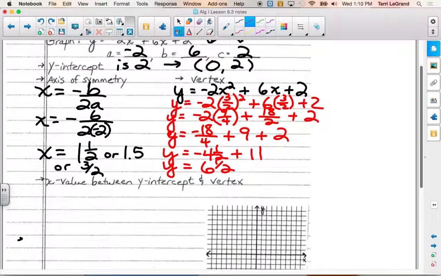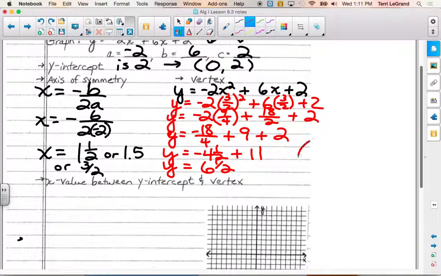I use rehab. Because I like it. How do you like that? Fairly easy. Not bad. You can do it. So you should get 6.5 for your y value.